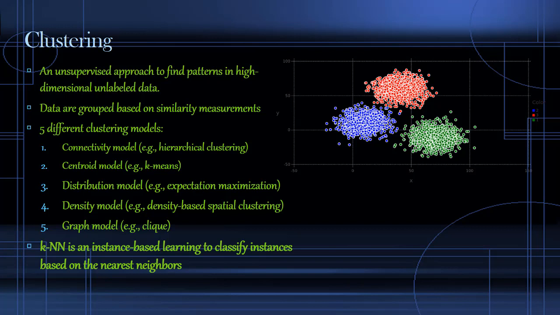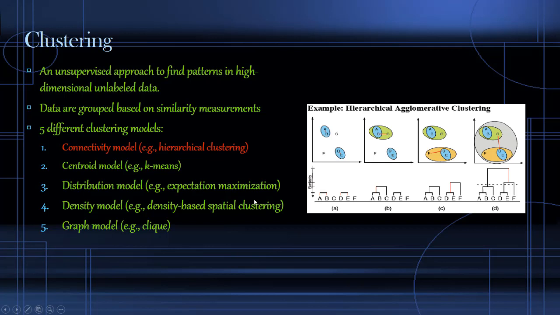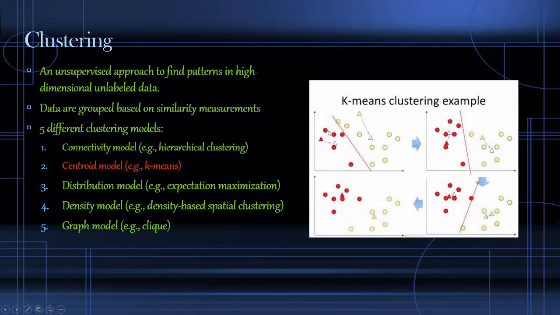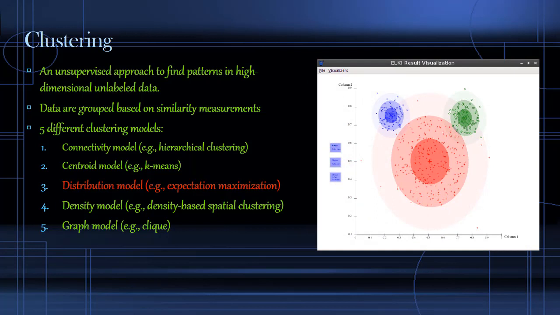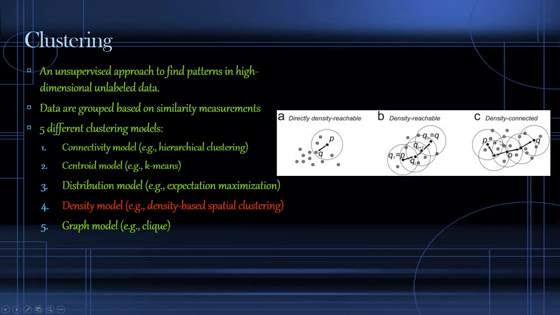There are several approaches for clustering the input data. In connectivity models like hierarchical clustering, data points are grouped by the distances between them. In centroid models like k-means, each cluster is represented by its mean vector. In distribution models like the expectation maximization algorithm, the groups are assumed to belong to a statistical distribution. Density models group the data points as dense and connected regions.